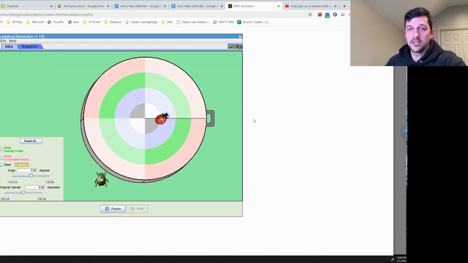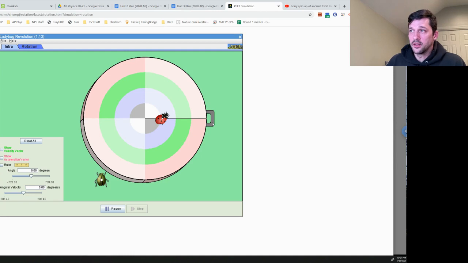Another good example is this ladybug PhET demonstration, where this one actually says the angle. Now this one says angle in degrees. Most of the time we're going to be using radians, and it gives an angular velocity in degrees per second. We will be using radians per second, which at first may sound a little intimidating, but radians to degrees is simply a conversion: there are 360 degrees for every 2 pi radians. So it's basically just a unit cancellation conversion, which we'll take a look at in a little bit.